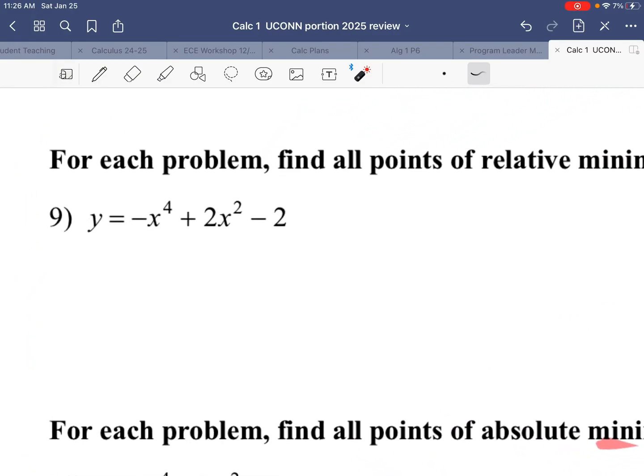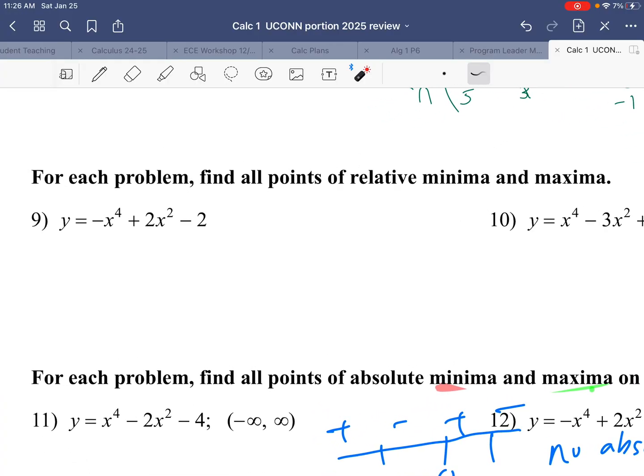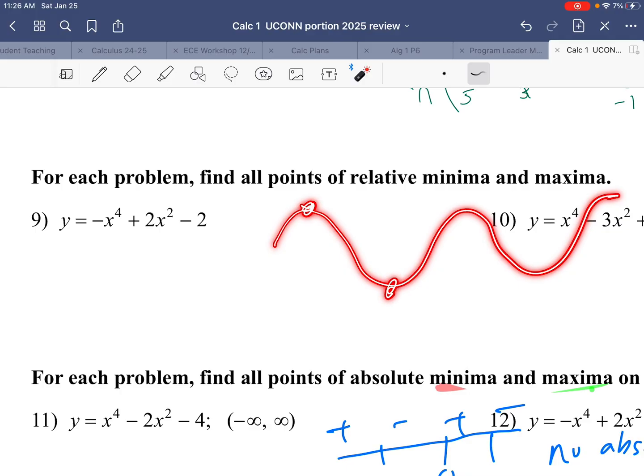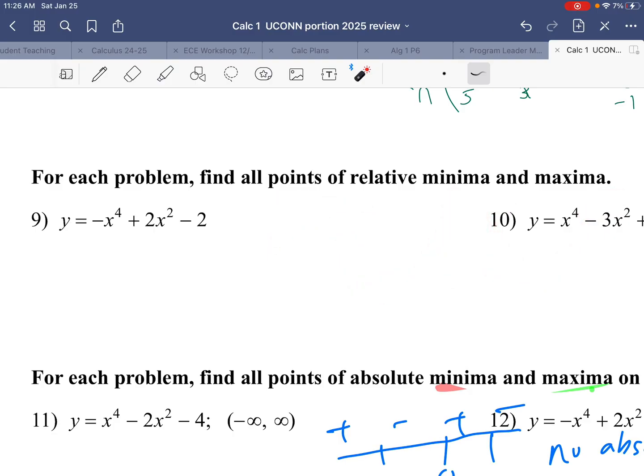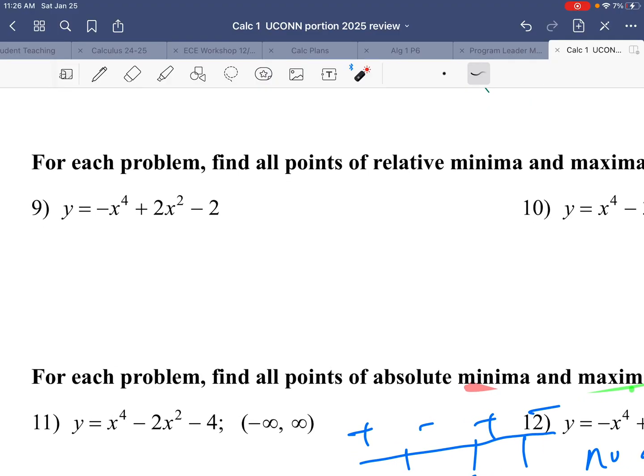Okay, for number 9 and 10, when it's asking us to find relative max and min, this is like saying the local max and min, where there's possible high points and low points. At all of these points, we're looking for critical numbers where the slope is going to be equal to 0. There are 2 ways to go about these. You can do the first derivative test or a second derivative test. I'm going to start by looking at number 9.